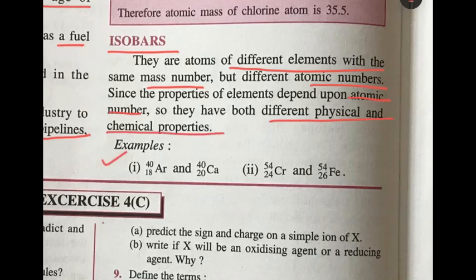Examples of isobars: argon and calcium. Here you can see these are isobars. They have the same, you can see 40, 40, 54, 54. That means they have the same mass number, and here the subscript means the atomic number. So you can see they have different atomic numbers.